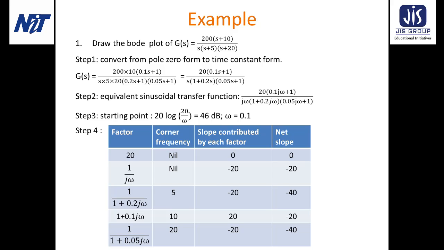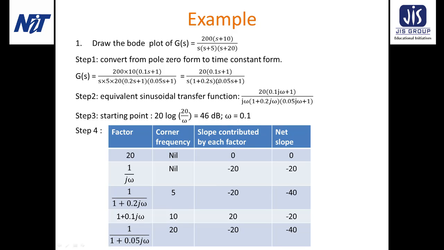So first, we will identify for each factor what are the corner frequencies. So first, take this term 20. For the 20, there is no real, no imaginary part. So there is no corner frequencies. And here there is no real part. So here also there is no corner frequencies, because there is no real part or the imaginary part over here.